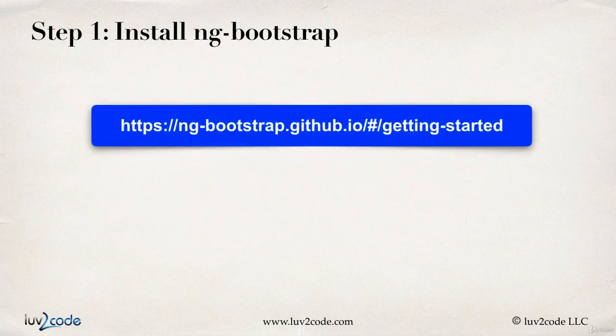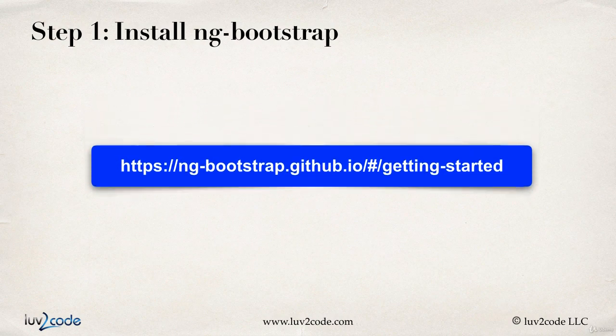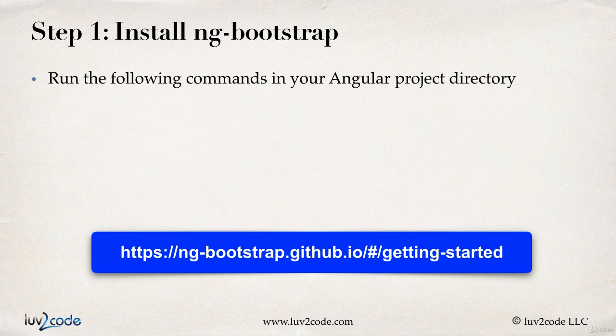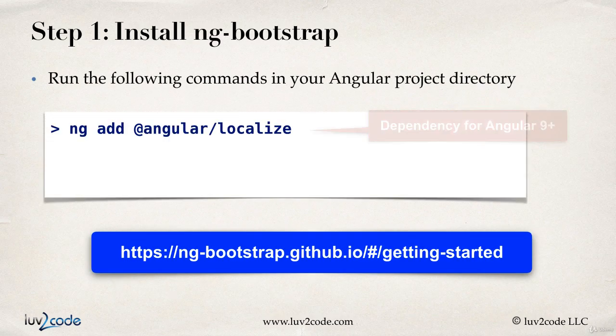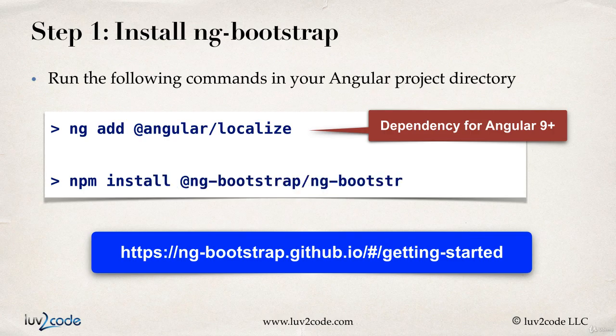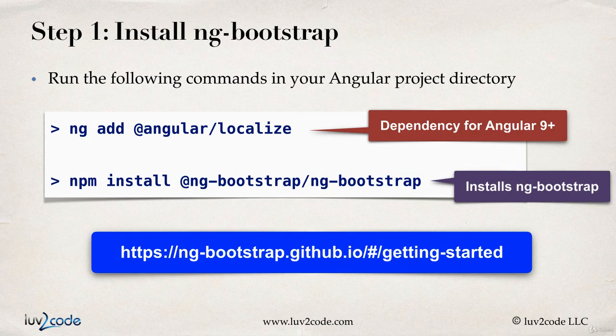Okay, step 1 of installing ng Bootstrap. So all of the installation instructions are at this given website, but we'll walk through it here on this slide. So we'll run the following commands in our Angular project directory. We'll use ng add Angular localize. This is a dependency for Angular 9 and higher. We'll also do an npm install on ng Bootstrap, and that'll actually install the ng Bootstrap component framework.